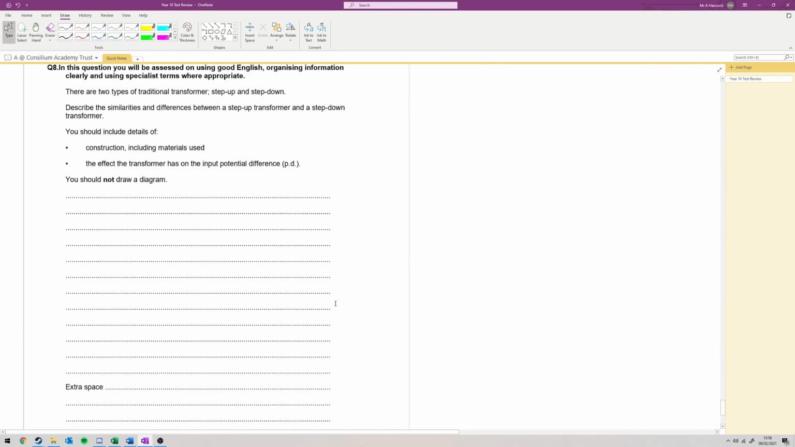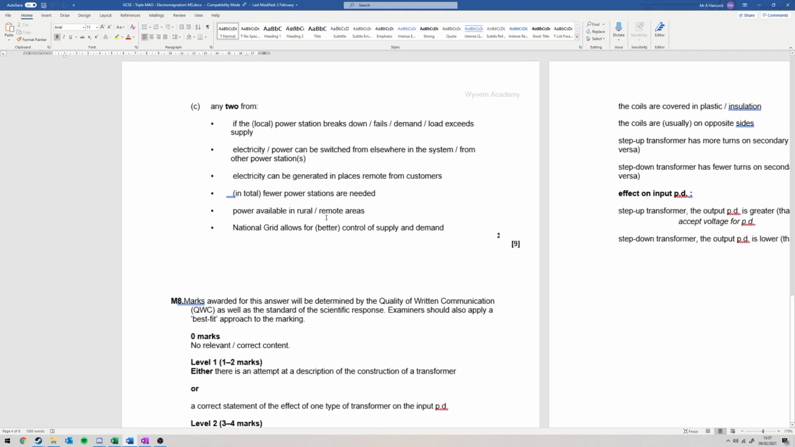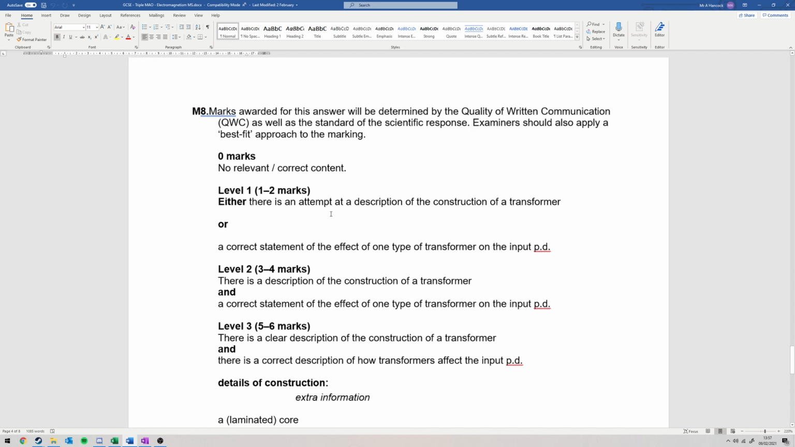Question 8. I'm actually going to show you the mark scheme for this before we answer it. So it says step up, step down transformers, describe the similarities and differences. You should include the details of construction and the effect it has. Let's have a look at the mark scheme. Right, I'm just going to show you this bit to start with.